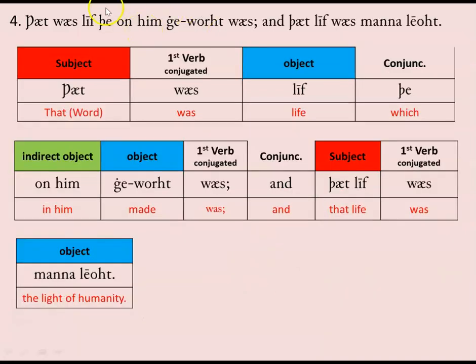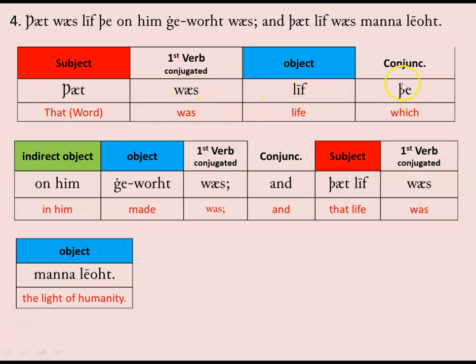Let's move on. Now, that was leaf there on him yawarcht was, and that leaf was mana leocht. Okay, so that, what is that? Well, that is referring to the word that, referring back to the antecedent, the prior subject in the previous verse, the word. So the word was life, which in him was made, and that life was the light of humanity. Yeah, okay. So what we have here is subject, conjugated verb, object.